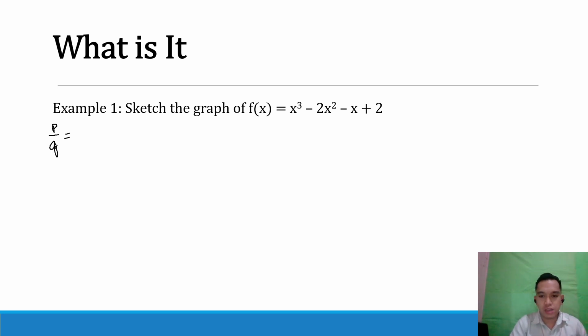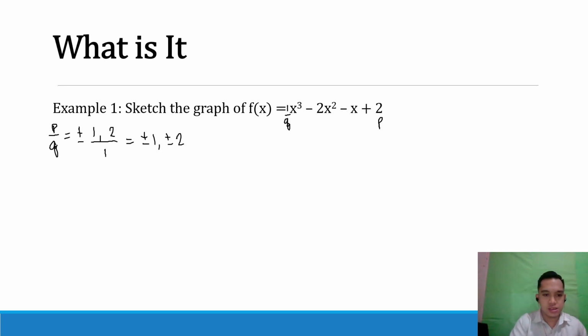So our p here is this 2, and the q is our leading coefficient, which is 1. So that is our q. The factors of p are positive, negative 1, and 2 over 1. Therefore, the possible roots are positive, negative 1, and positive, negative 2. So, those are our possible roots.